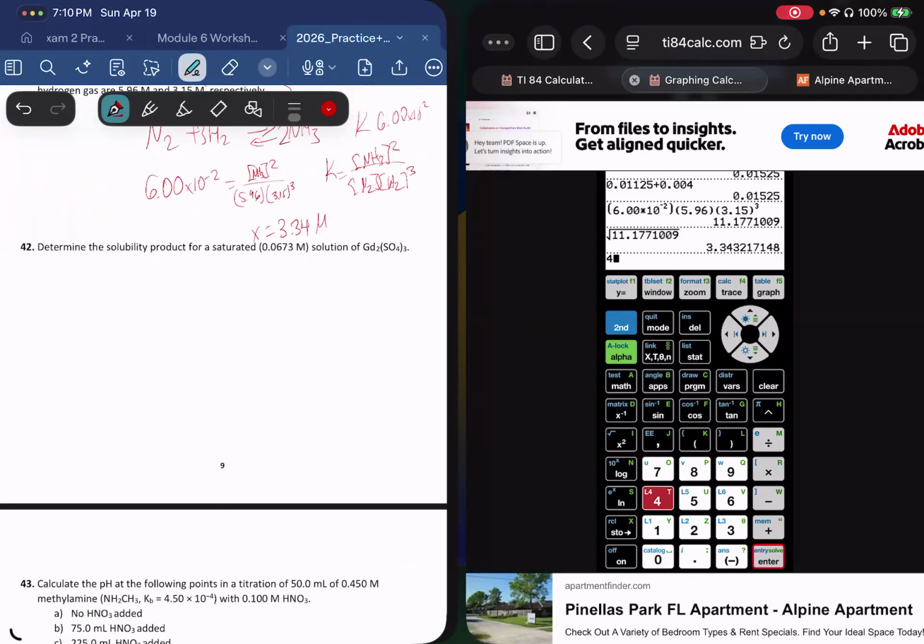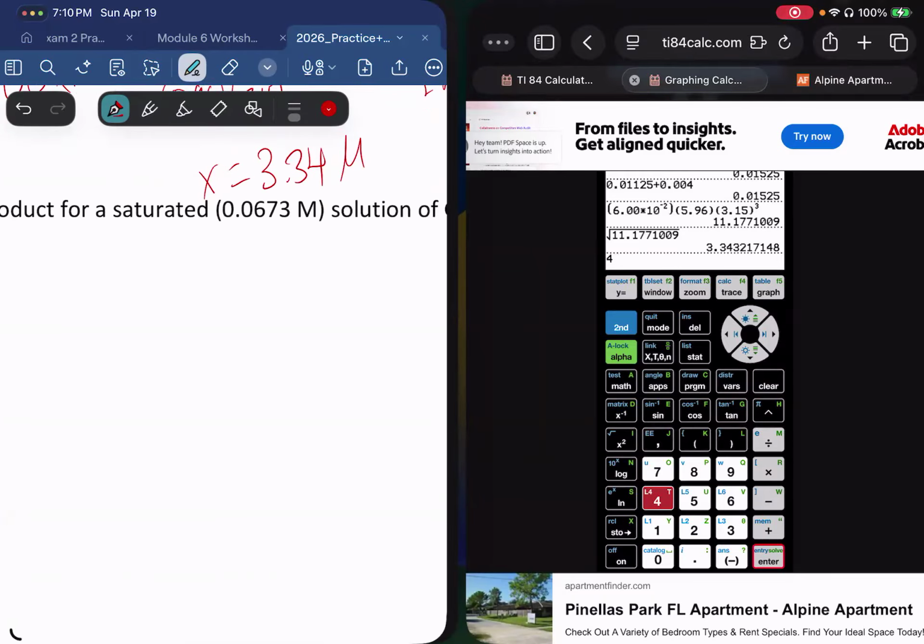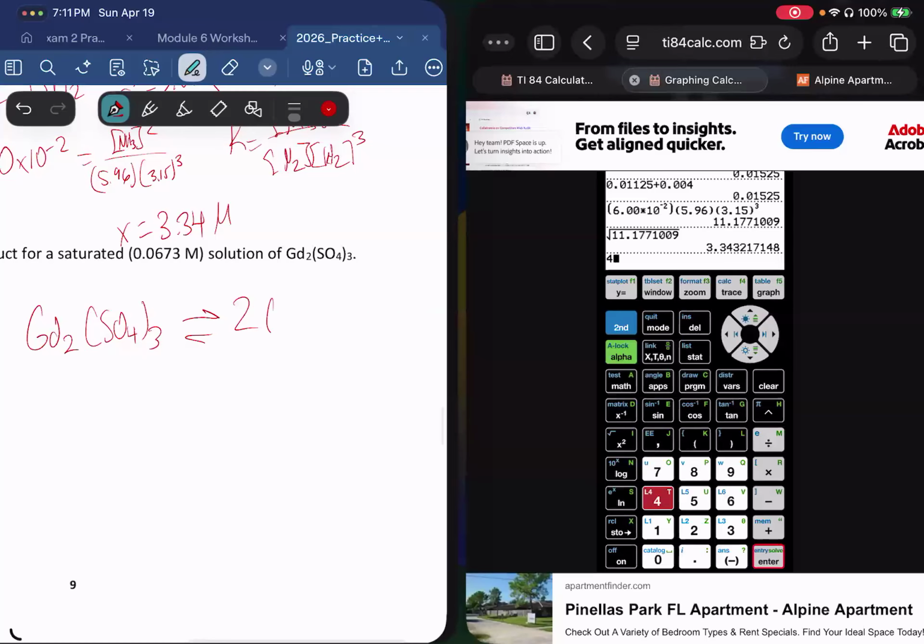So this is asking us to find the solubility product of a saturated solution of this molecule. I think that's cadmium or something. So this is basically just asking us to find KSP. And so we see here that this is going to be Gd2(SO4)3 in equilibrium, producing 2 Gd plus 3, and then 3 SO4 minus 2.